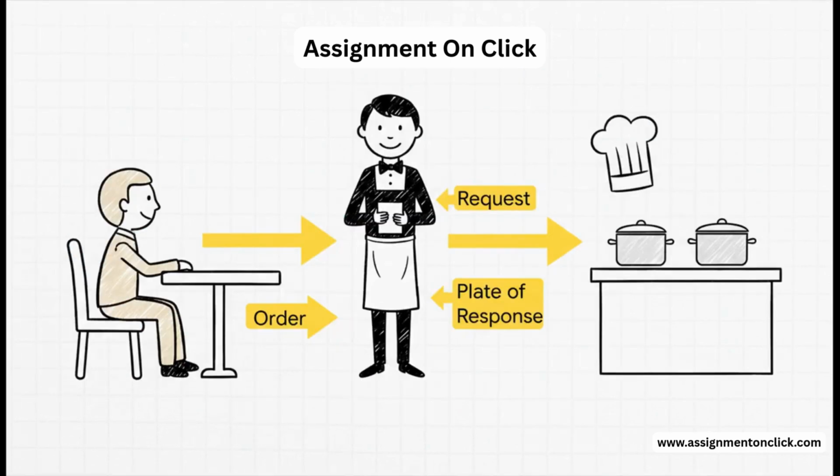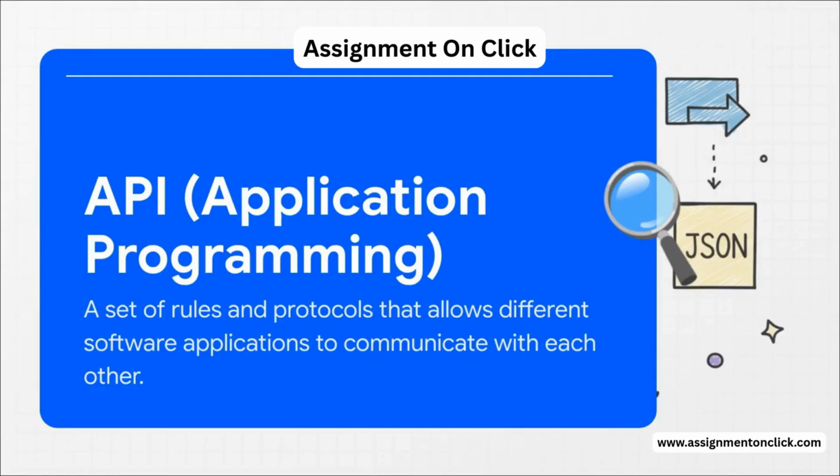Okay, the easiest way to wrap your head around this is with a super simple analogy. Picture yourself in a restaurant. You're the application, and you want something, let's say a burger. The kitchen is the other application, the one that has the data or service you need. Now, you can't just barge into the kitchen and start making your own food, right? You need someone to handle that interaction for you. You need a waiter. Well, that waiter, that's your API, which stands for Application Programming Interface.